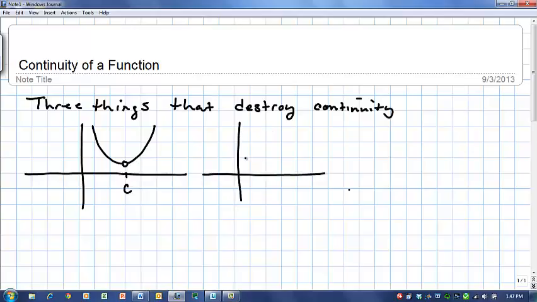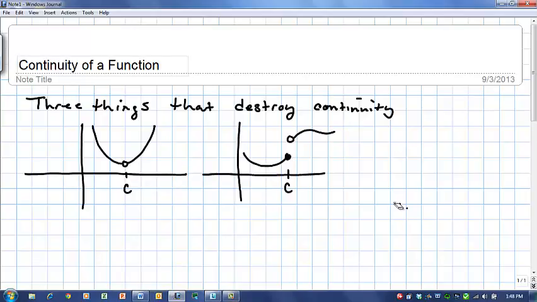Another example of something that would not be continuous would be if I had a function that looked something like this, where there was actually a jump in the graph at this value c. Okay, so we can see by our intuitive idea of continuity, this function, because I have to jump from here up to here, would not be continuous.